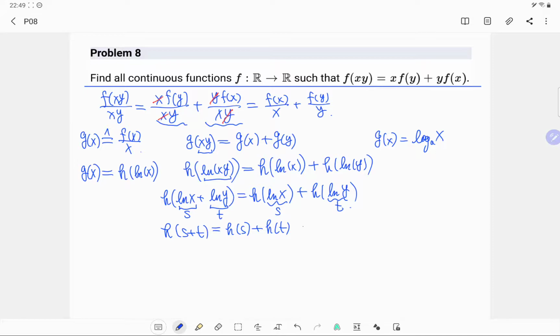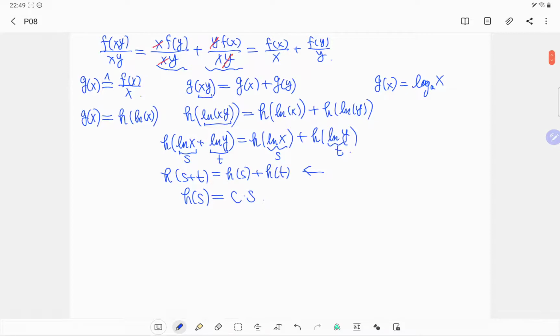which means that h is actually the Cauchy equation, so that we can come up with h of s should be c times s. So the linear relationship, actually without the constant term. So h of s equals c times s. So now we have h of natural log of x equals c times natural log of x.